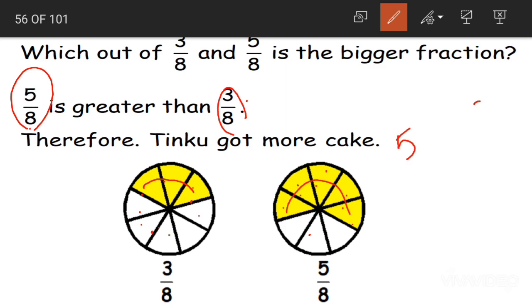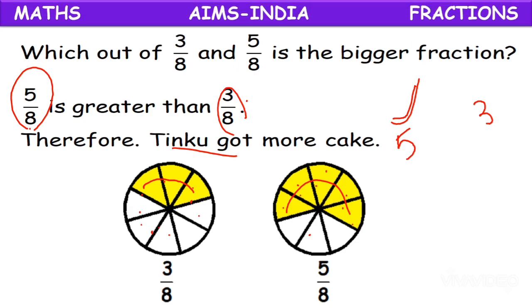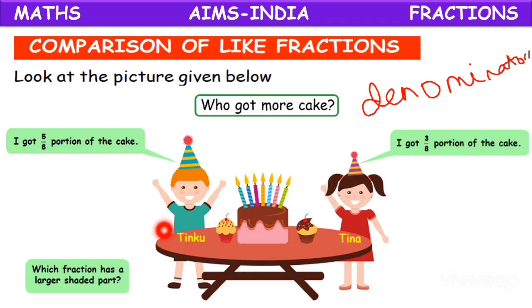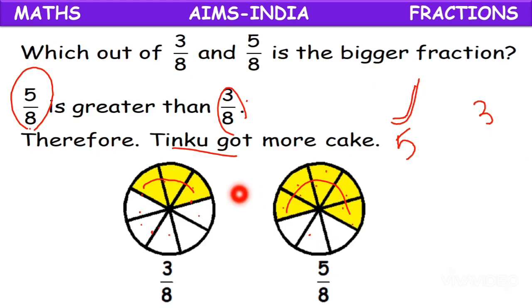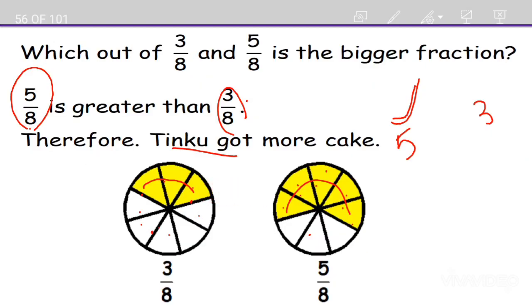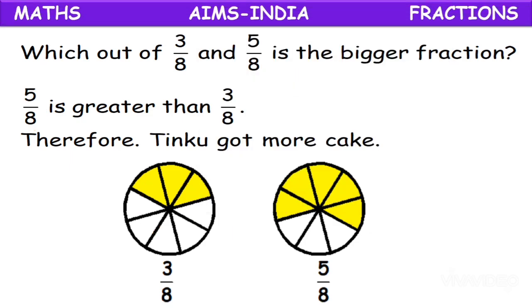Now, are 5 pieces greater or 3 pieces greater? Yes, if we get 5 pieces of cake, it is greater than 3. Therefore, who got more cake? Who had 5 by 8 portion, children? Tinku had 5 by 8 portion. So, Tinku got more cake. What did we do here? These are our like fractions. 3 by 8 and 5 by 8 both have the same denominator, that is 8.